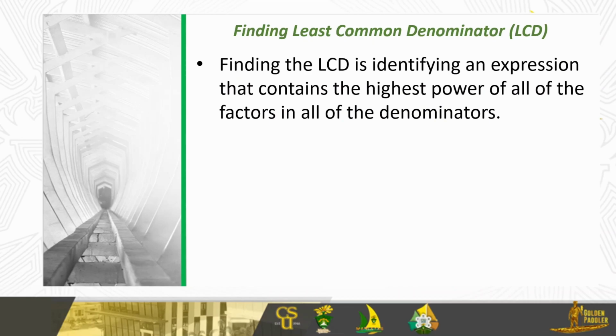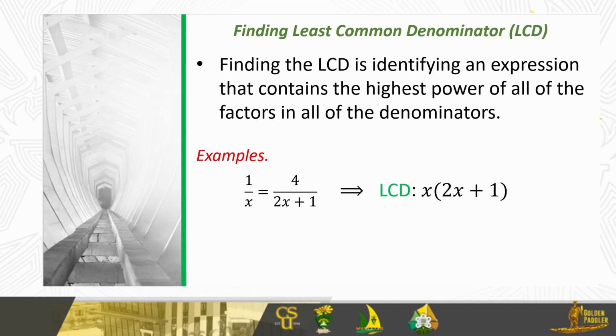Before we solve rational equations, let us first understand how to find the LCD, or least common denominator, of the rational equations. Finding the LCD is identifying an expression that contains the highest power of all of the factors in all of the denominators. Examples. Example: 1 over x is equal to 4 over 2x plus 1. The LCD of this equation is the product, or the expression, x times 2x plus 1.